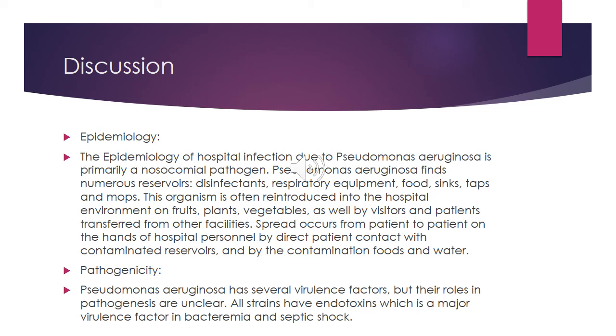In the epidemiology of hospital infection, Pseudomonas aeruginosa is a primarily non-zoonotic pathogen. Pseudomonas aeruginosa finds numerous reservoirs: disinfectants, respiratory equipment, food, sinks, taps, and mops. These organisms are often reintroduced into the hospital environment on fruits, plants, and vegetables, as well as by visitors and patients transferred from other facilities. Spread occurs from patient to patient on the hands of hospital personnel, by direct patient contact with contaminated reservoirs, and by contaminated foods and water.